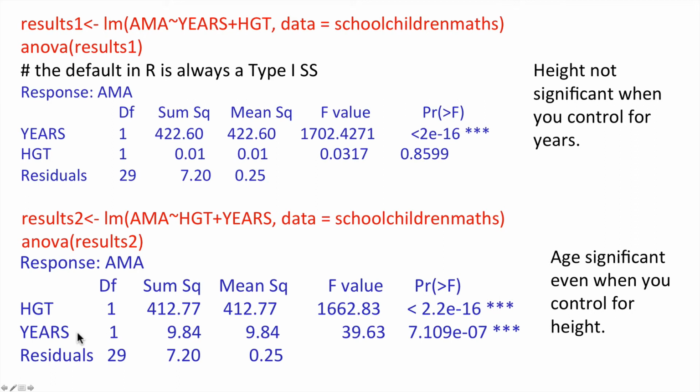So we're getting a picture here that the age of the pupil is really very important, and yet the height really is not. Height might appear as if it's significant, but it's only because you're not controlling for years.